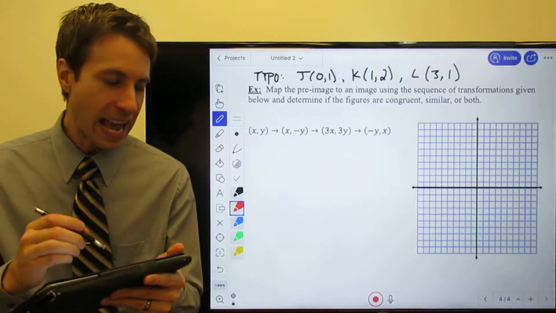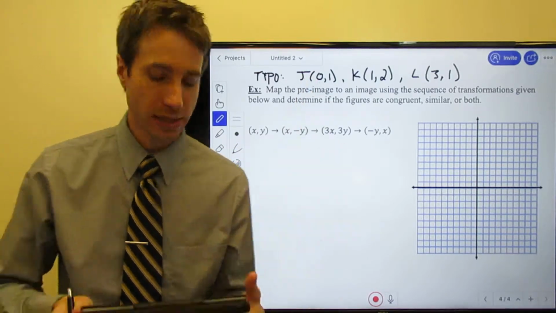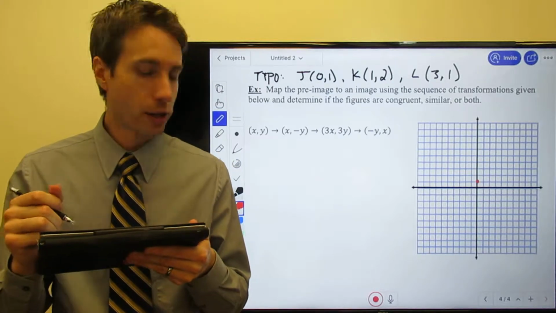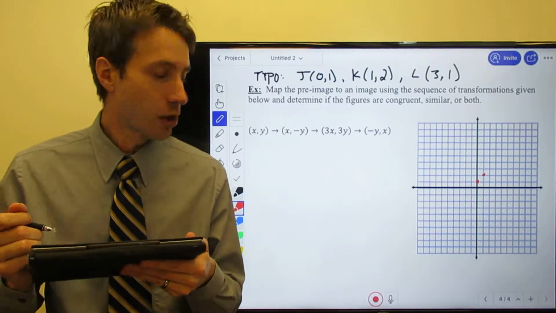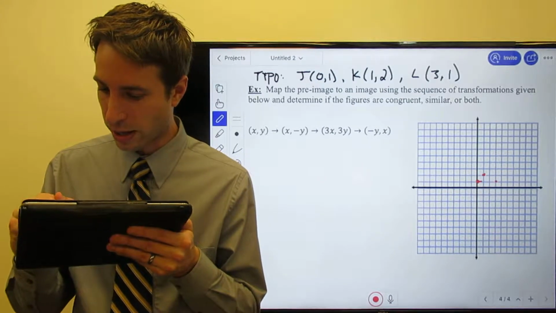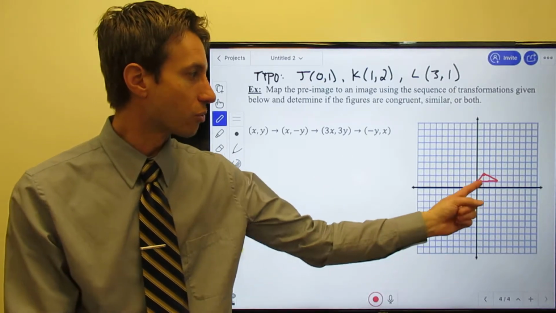All right, let's start by plotting my pre-image. So (0, 1), right there. Then we're going to go to (1, 2), right there. And then we're going to go to (3, 1). Okay, so I've got a teeny little triangle right there. Such a cute little triangle.